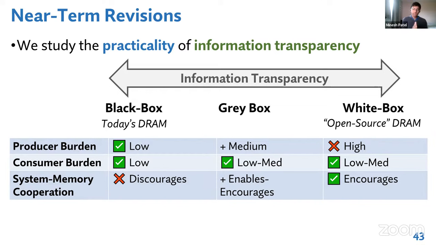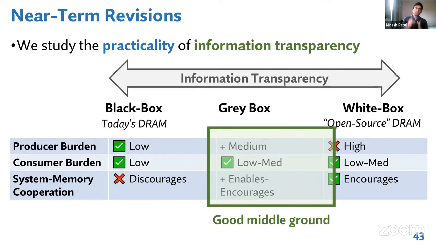And in the third category here, system memory cooperation, today's black box solutions fully discourage cooperative solutions, whereas a white box solution fully encourages them. Based on this dichotomy between the extremes, we observe that the gray box approach gives us a good middle ground. We believe that's a good place to start for our near-term solution. This requires some amount of information release from DRAM producers to consumers. The next step then is to identify what information to release.